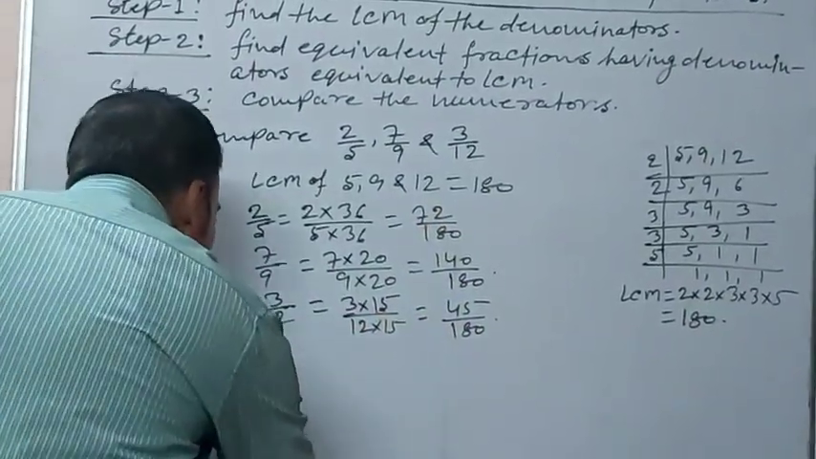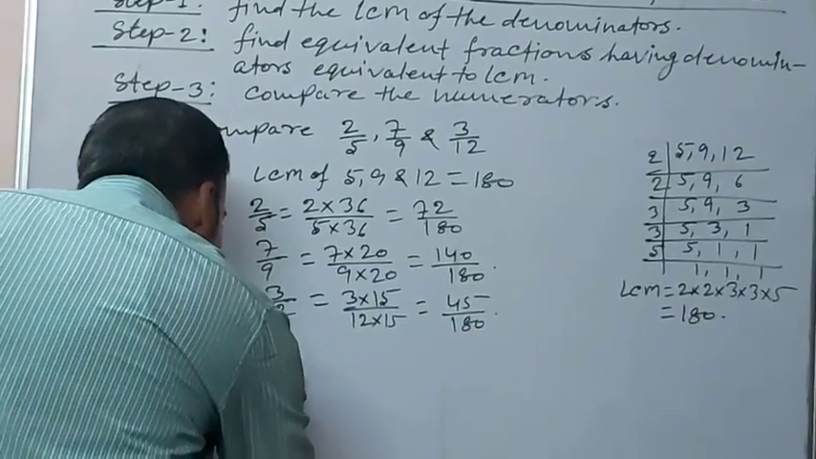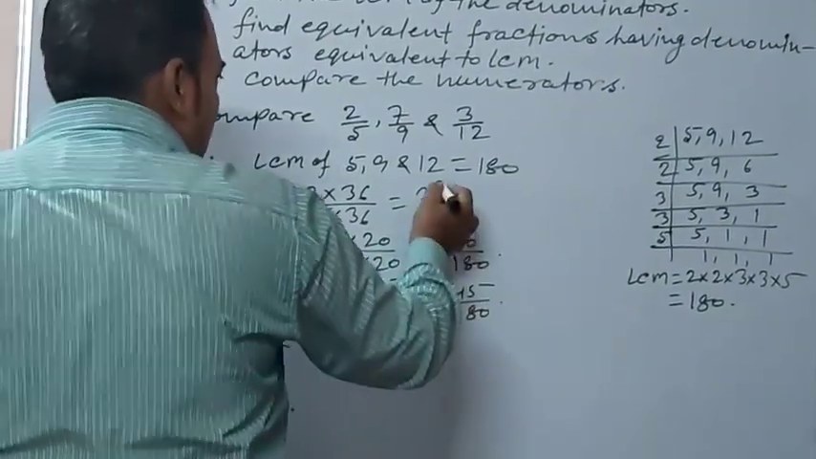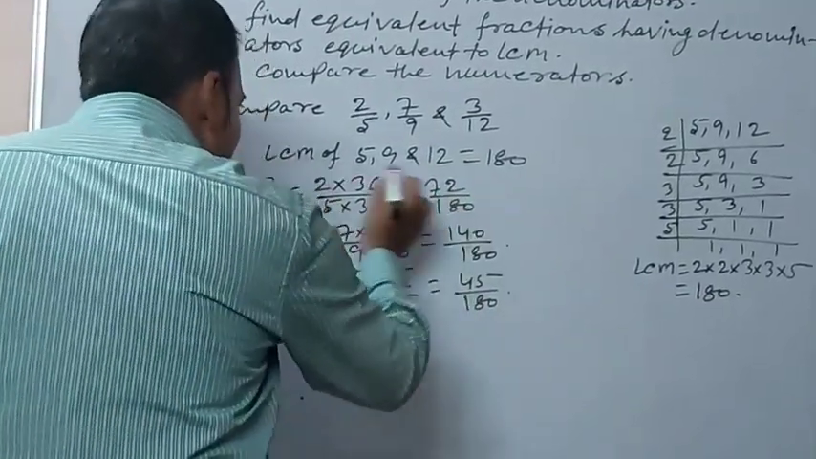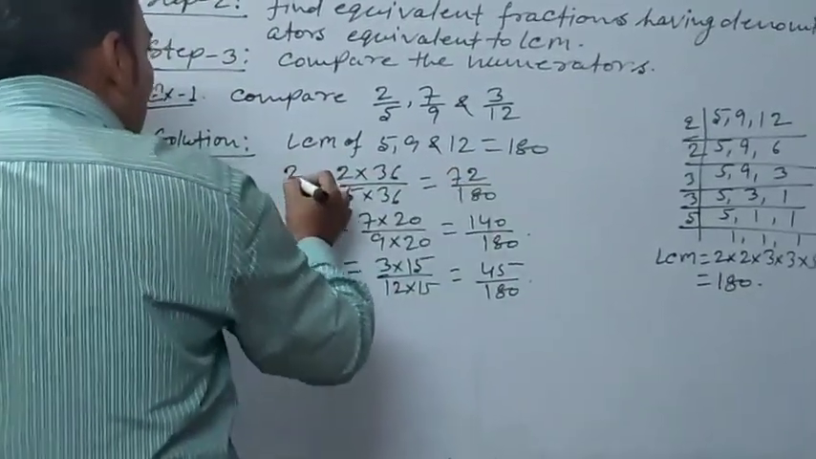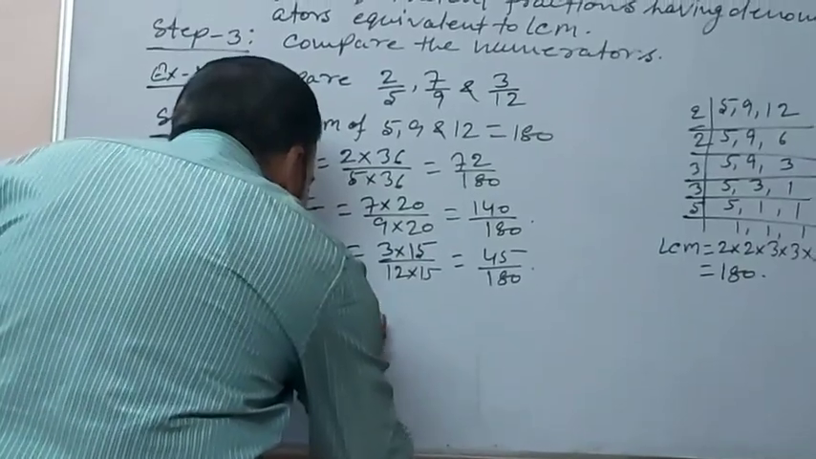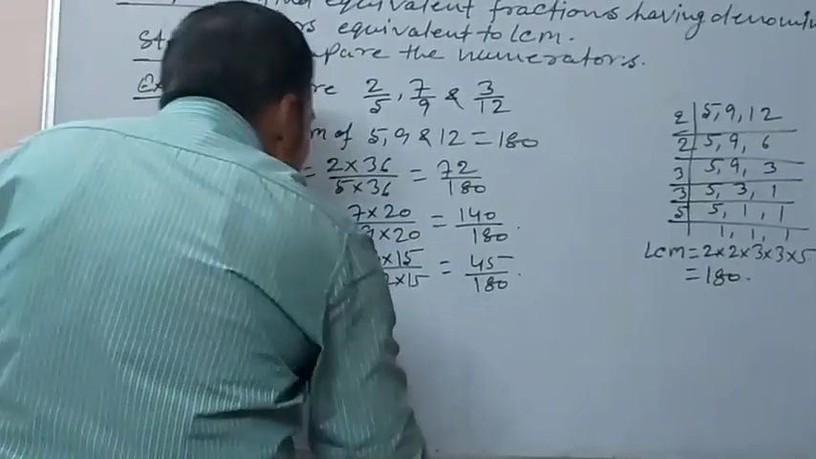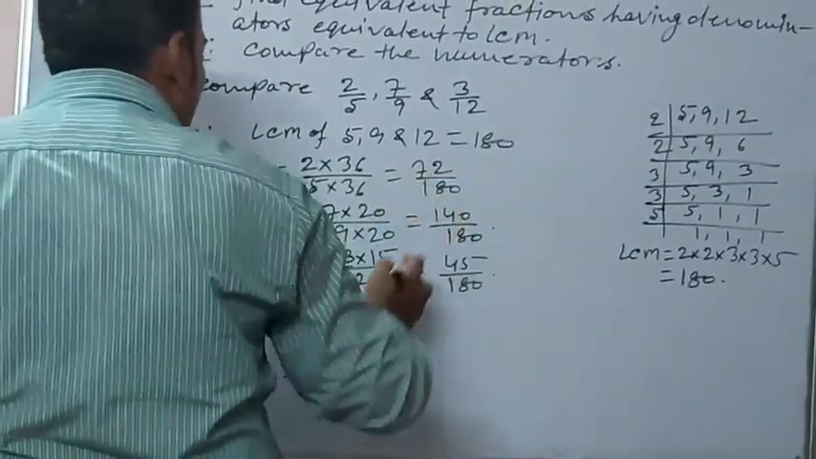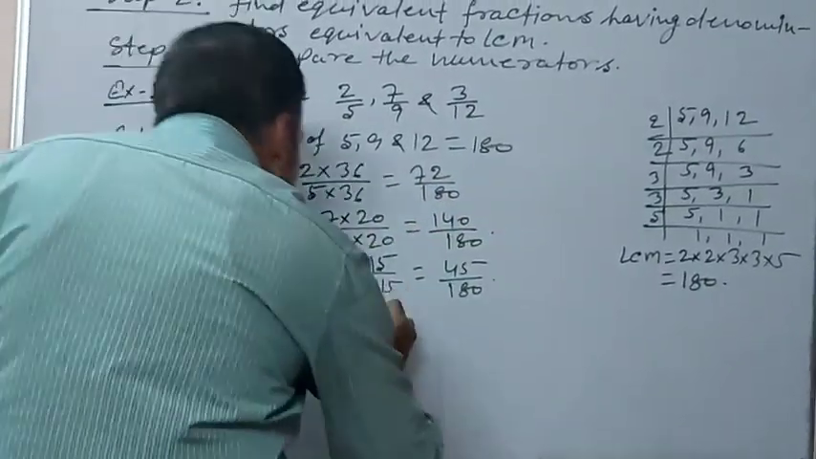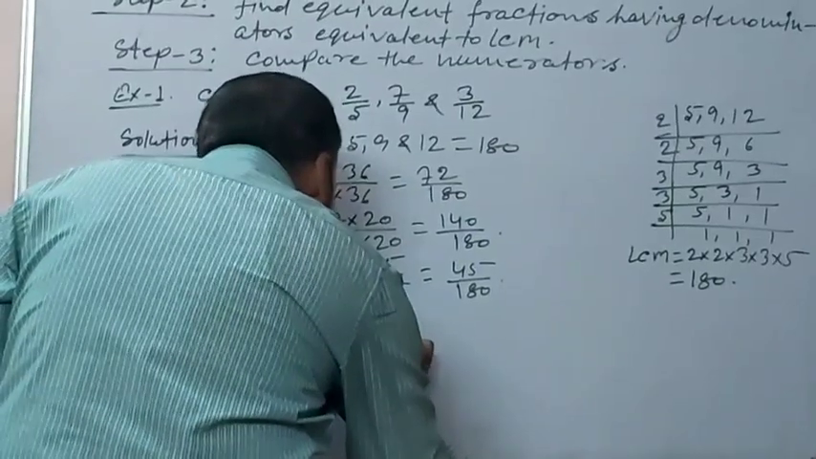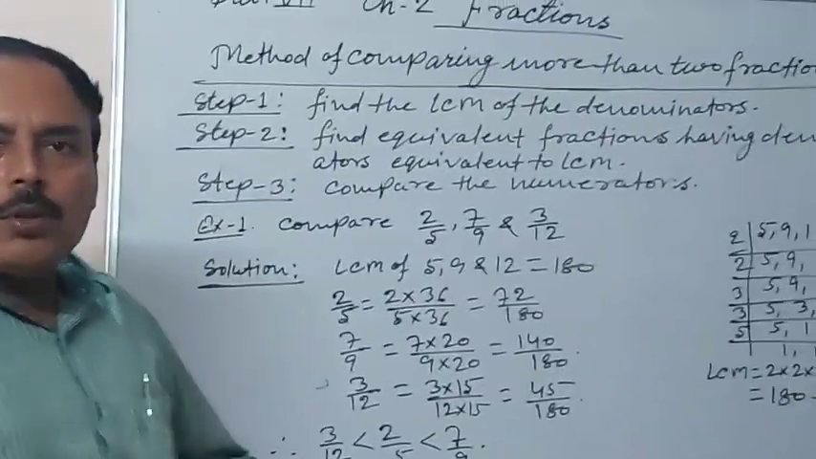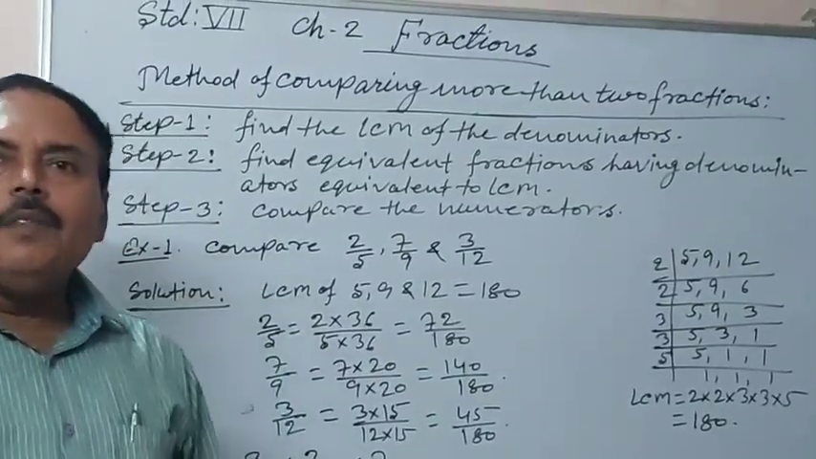So 3/12 is less than 2/5. This 72/180 stands for 2/5, and this one is smaller than 140/180. This stands for 7/9. So 7/9. तो इस तरह से हम लोग जो है कंपेयर करते हैं फ्रैक्शंस का.